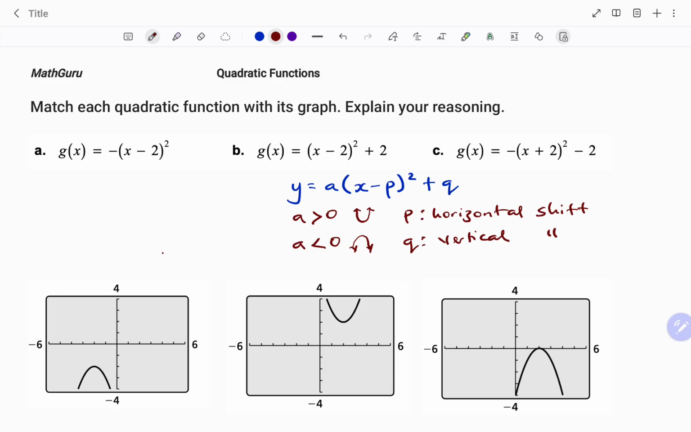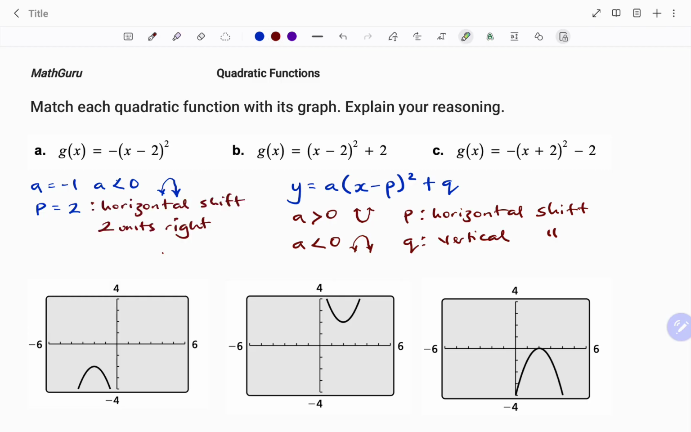So going back to the first equation, I have g of x equals negative (x minus 2) all squared. So interpreting each value, I start with my a. The value of a in this graph is equal to negative 1, and what that means is a is less than 0. And once the value of a is less than 0, that means my graph will be a sad face or concave down as it is. The value of p is equal to 2, and what that means is I have a horizontal shift 2 units to the right.